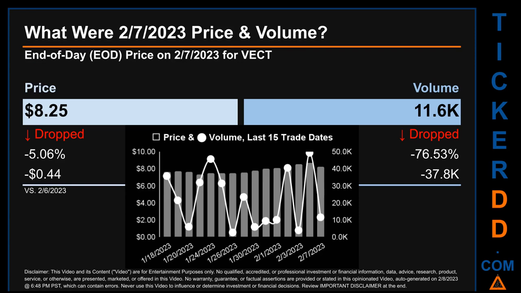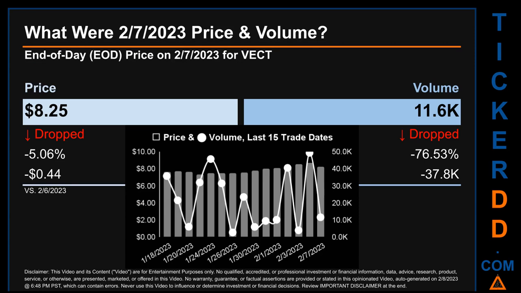On Tuesday, February 7, 2023, VECT had an end-of-day price of $8.25 and volume of about 11.6 thousand. Compared to the previous trading day, the price dropped 5.06%, losing 44 cents, while volume dropped 76.53%, decreasing about 37.8 thousand.